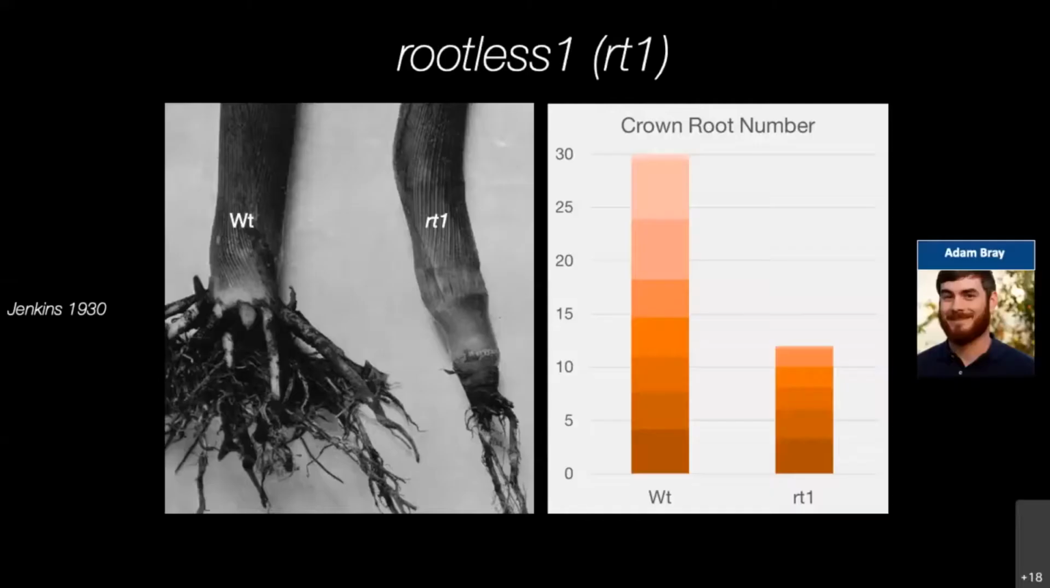A story that's a little bit further along, but also harkens back to classic maize genetics, is Rootless 1. A graduate student in the lab, Adam Bray, has been working with this gene for quite a while. First described in Mutants of Maize by Jenkins in 1930, essentially, it makes no nodal roots, which are the roots that form with each leaf, right? And eventually encompass the majority of the root system. So you can see, especially above ground, there's almost no nodal roots in this plant at all.